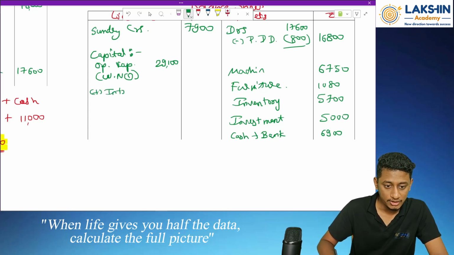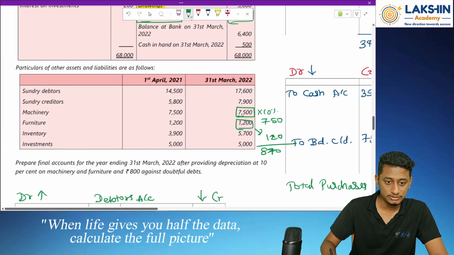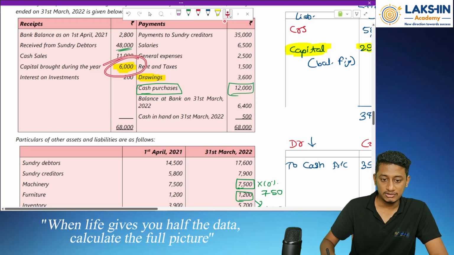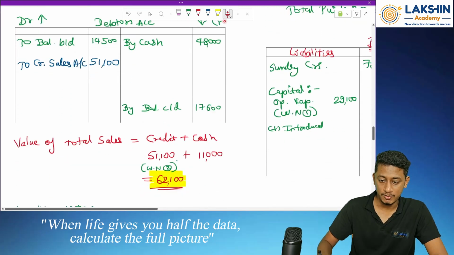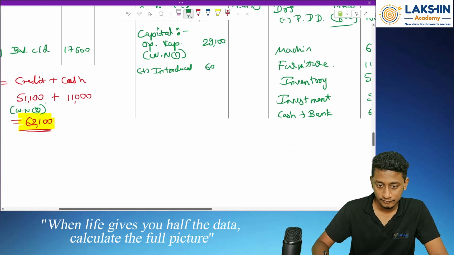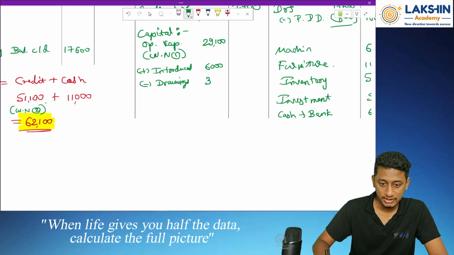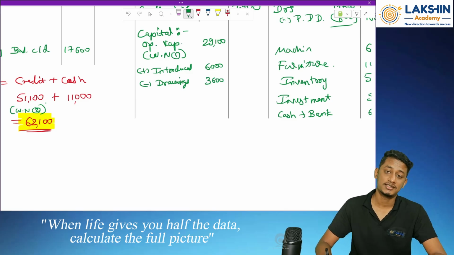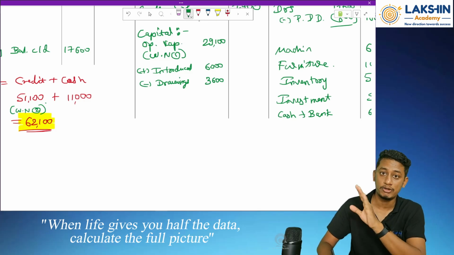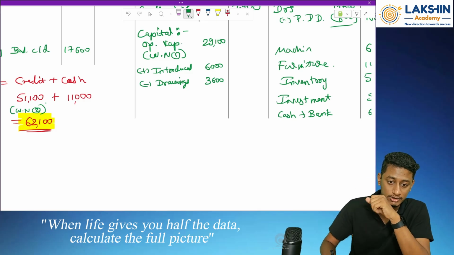Capital that is introduced. How much is the value of capital that is introduced? As per the question, that is 6,000, and drawings is 3,600. Okay, remember this. So 6,000 is the capital introduced, less drawings 3,600. See, all these things are dealt with in final accounts. Remember this. Okay, I won't be going deep into it. Why to add, why to deduct, it all. Then we have what?